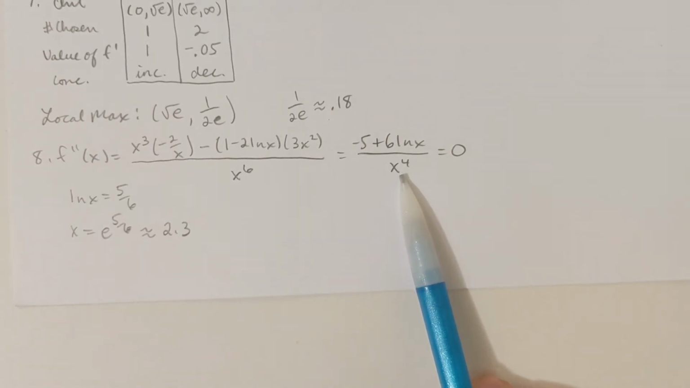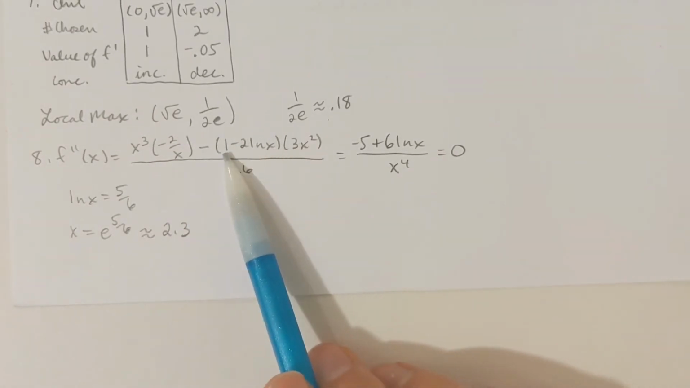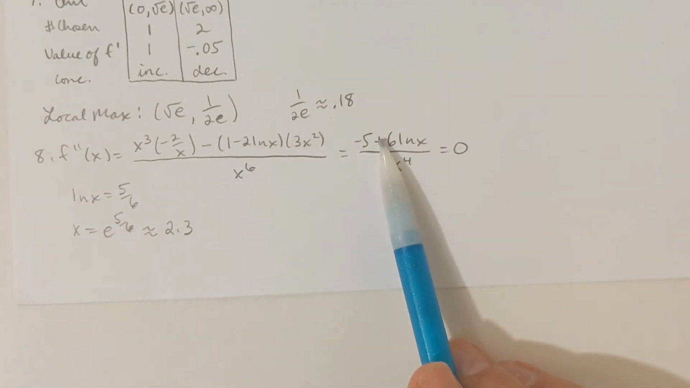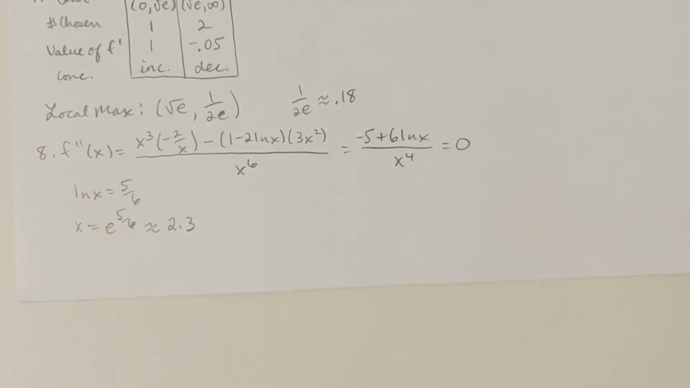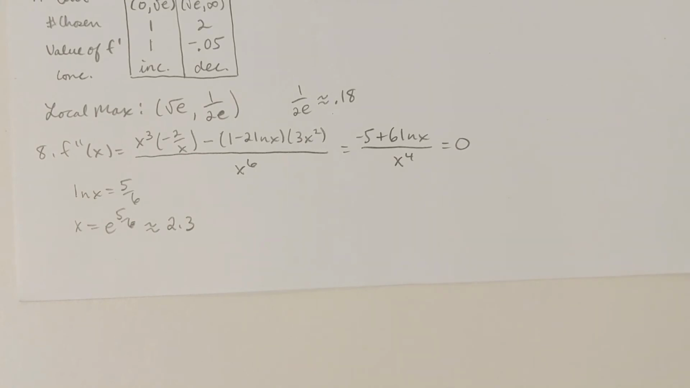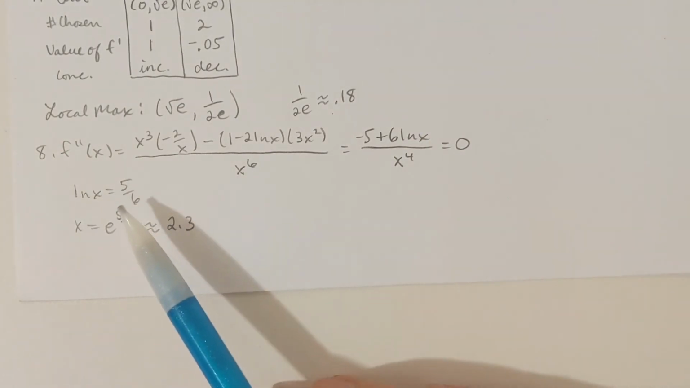Left over in the numerator, I'm going to have negative 2 minus 3 is negative 5, and then minus a negative means plus 3 times 2 is 6 times ln x. Okay, set that equal to 0 and solve. If you multiply both sides by x to the 4th, that'll clear out the fraction there on the left. Add 5 and divide by 6, you got ln x equal 5/6.